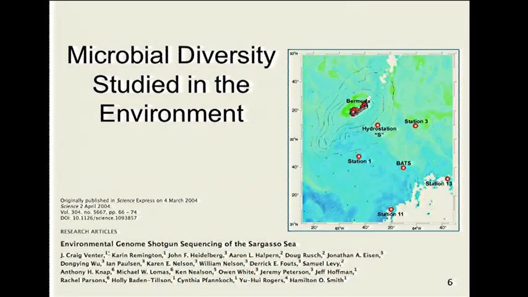Well, microbial diversity has been studied in the environment for decades before the Human Microbiome Project started. These are just some early articles about microbial diversity studied in the environment, where in this example they go around and take all these different spots in the Sargasso Sea, and look at what the microbial diversity is. What they found here was that by DNA sequencing, you could recover a much greater diversity of microbes than you could by culturing.